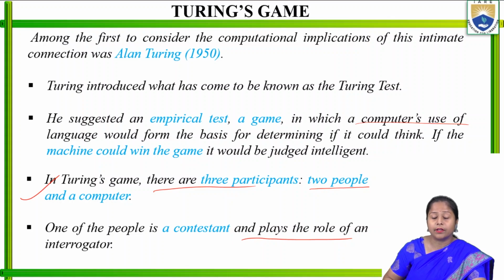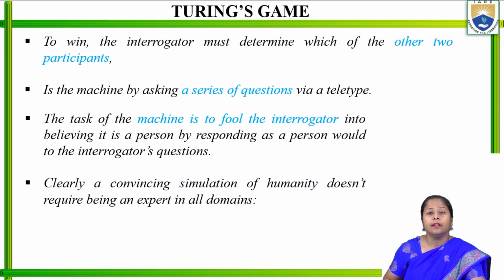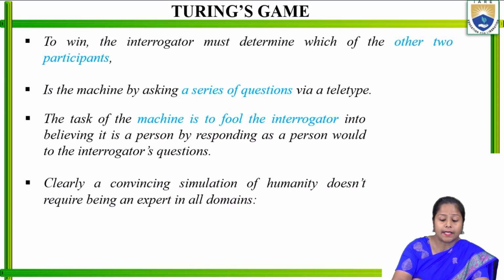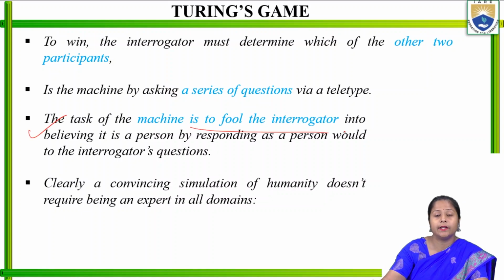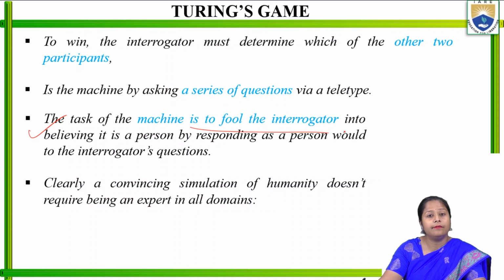So what is the interrogator doing? The interrogator must determine which of the other participants is the machine. Suppose there is one machine, asking a series of questions via a teletype, and the task of the machine is to fool the interrogator into believing it is a person by responding as a person would to the interrogator's questions.